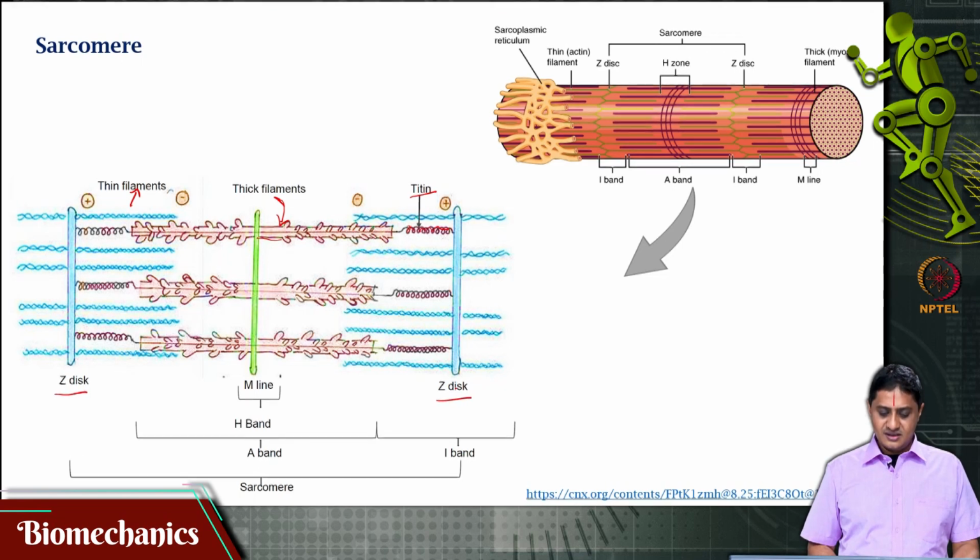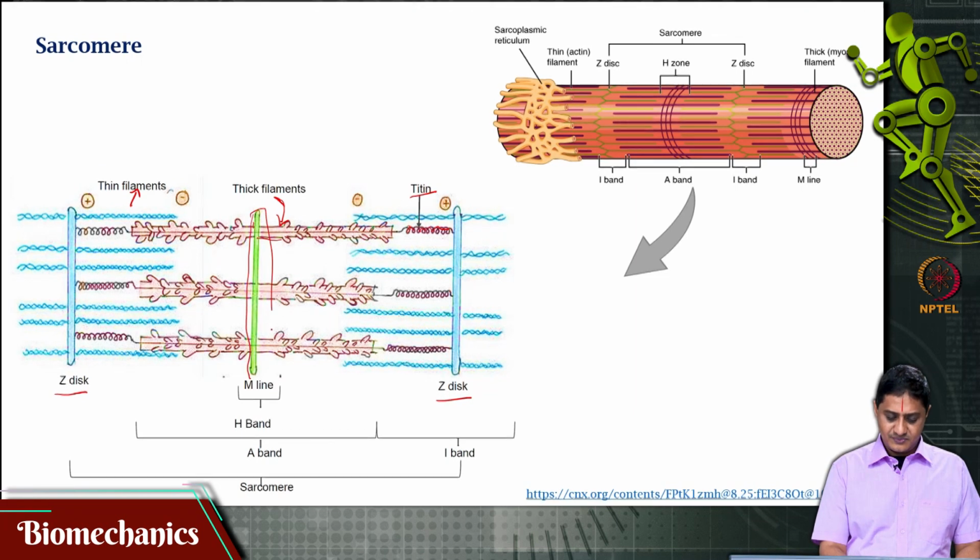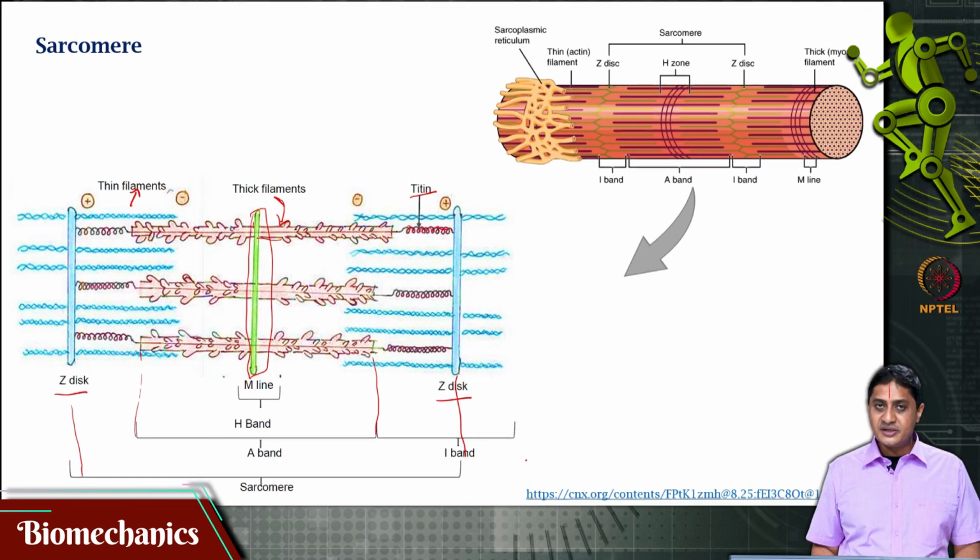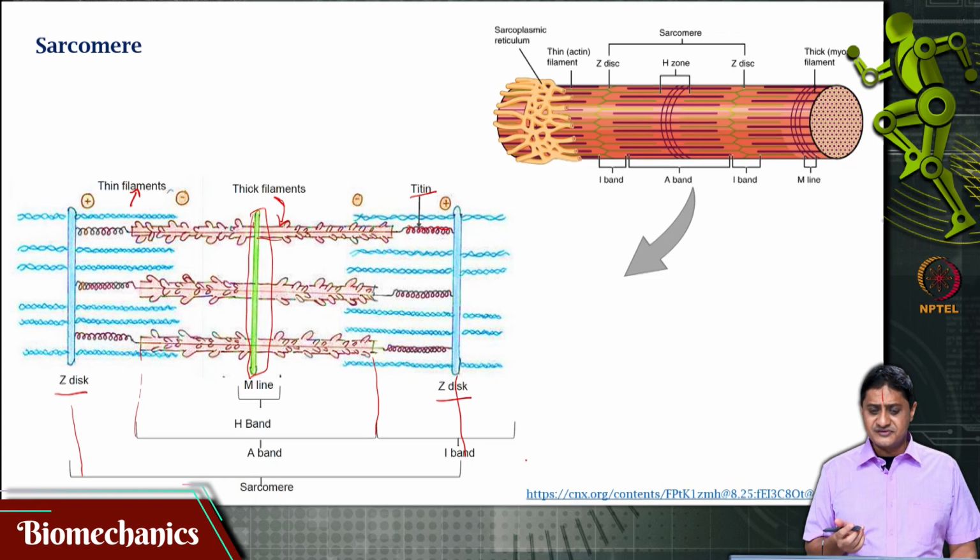In the middle of this, you have an M band, and the region where the thick filament starts and ends is called the H band. And the set of all components between two Z discs is called a sarcomere, which is the smallest functional unit in a muscle. Now, what do these thick and thin filaments signify? How do these produce force? This is of interest for us.